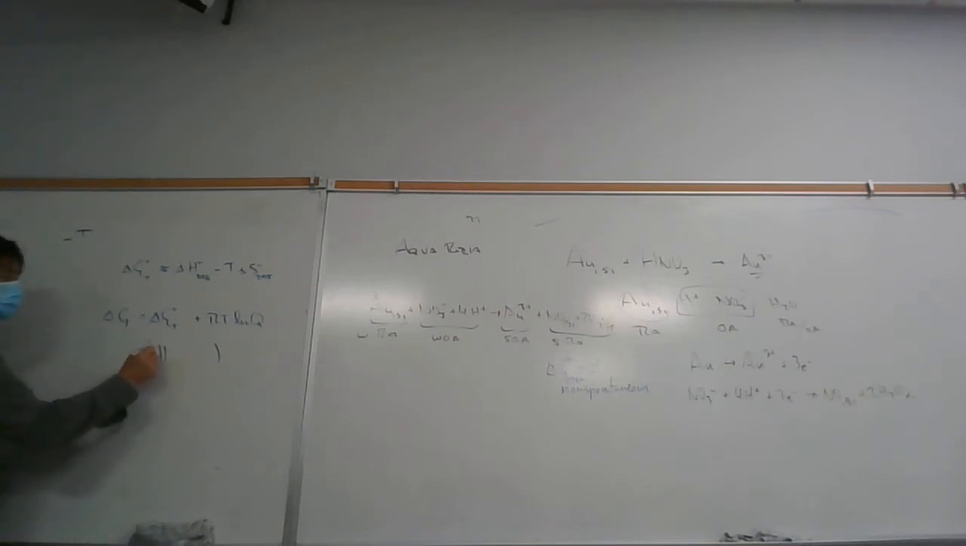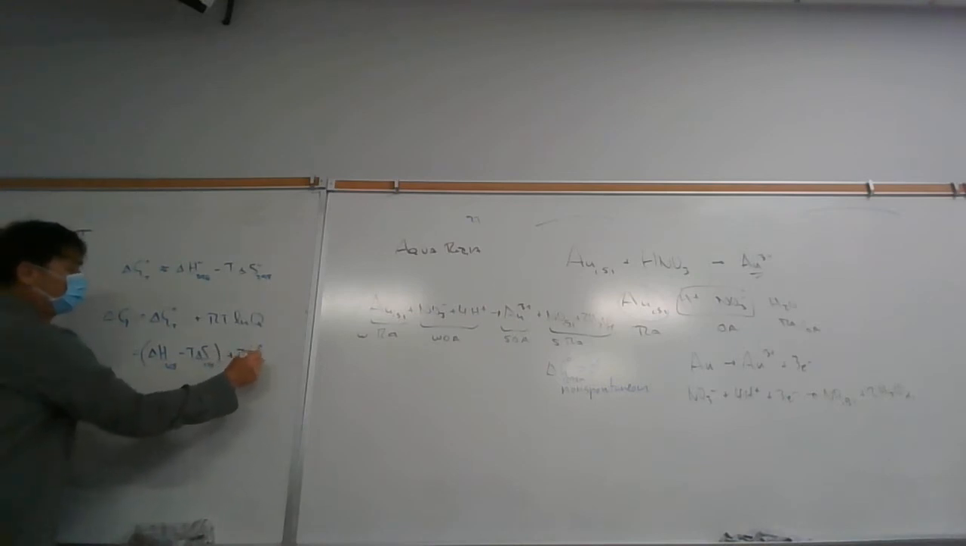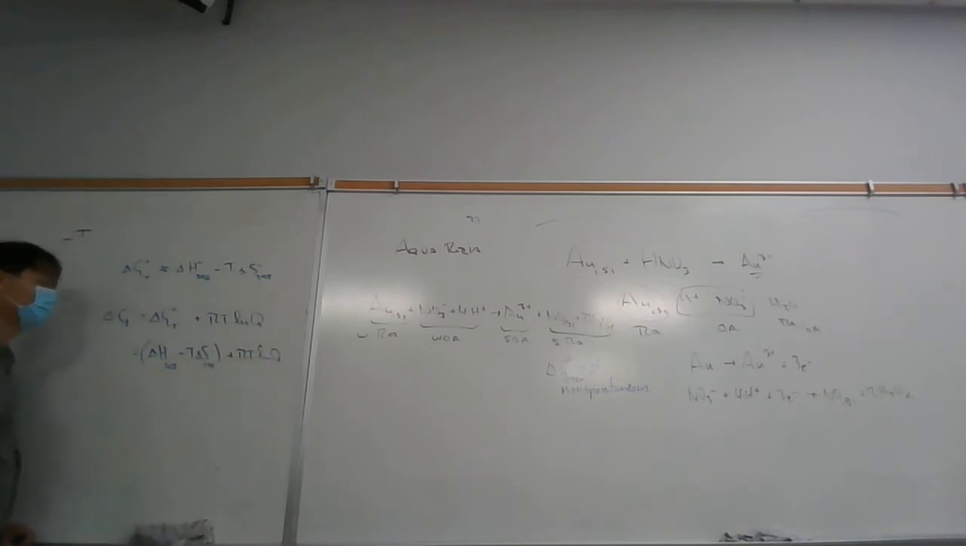Delta H, we're going to substitute delta H at 298, assuming that it doesn't change much, minus T delta S at 298, plus RT ln Q. Okay, this might be positive.